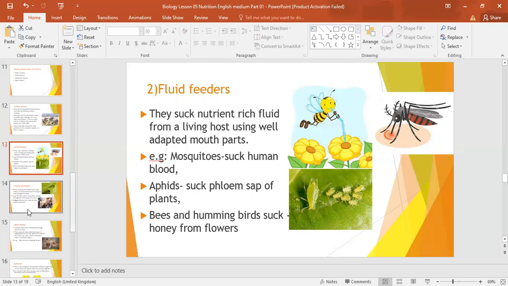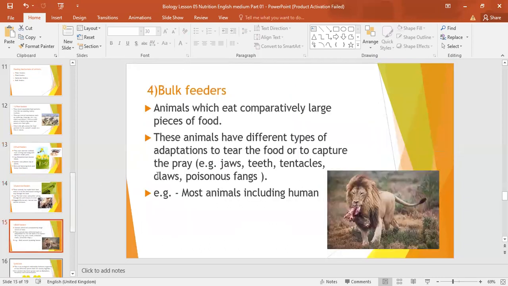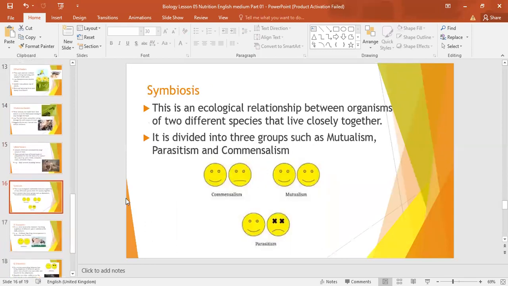Like that, these bulk feeders also have different adaptations for capturing the food or to tear the food. These animals have different types of adaptations to tear the food or to capture the prey: jaws, teeth, tentacles, claws, poisonous fangs. Most animals, including humans. Okay, we have done the first type of heterotrophic nutrition, holozoic nutrition.